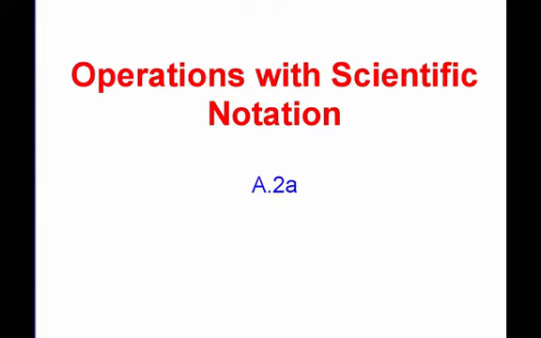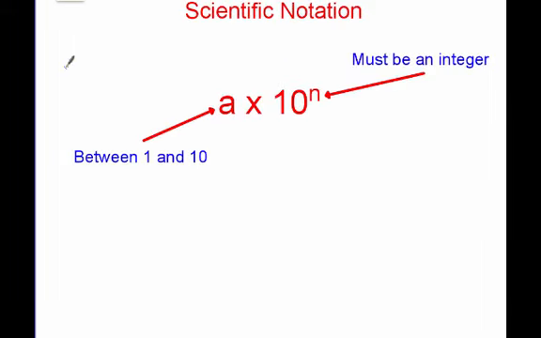For this video, we're going to be discussing operations with scientific notation. So, first let's just discuss what scientific notation looks like. Scientific notation looks like this: a times 10 to the nth power, where a has to be a number between 1 and 10, and n must be an integer.